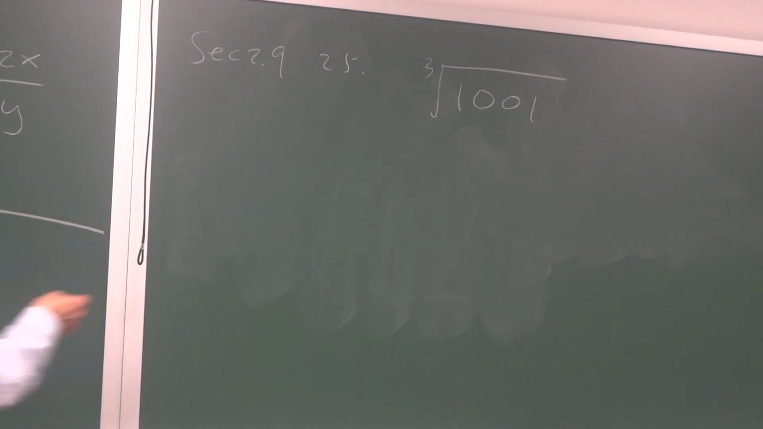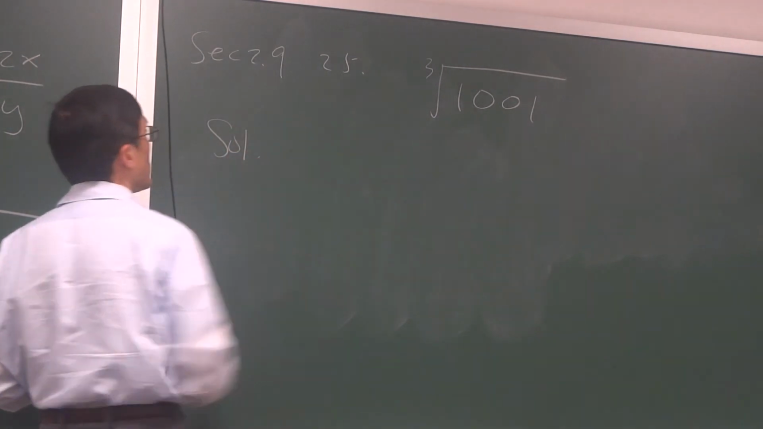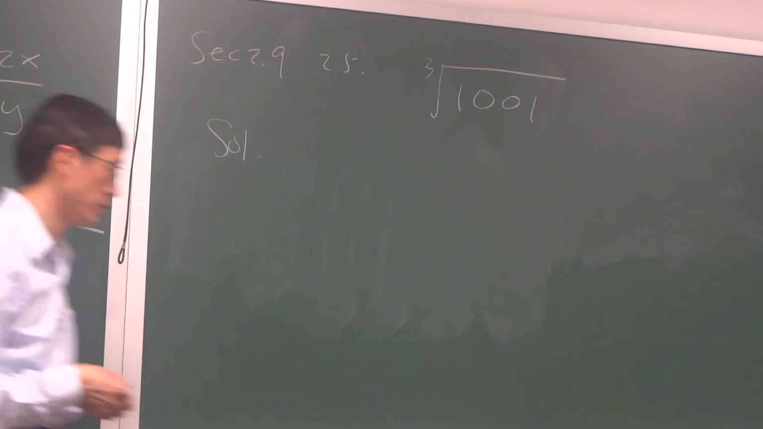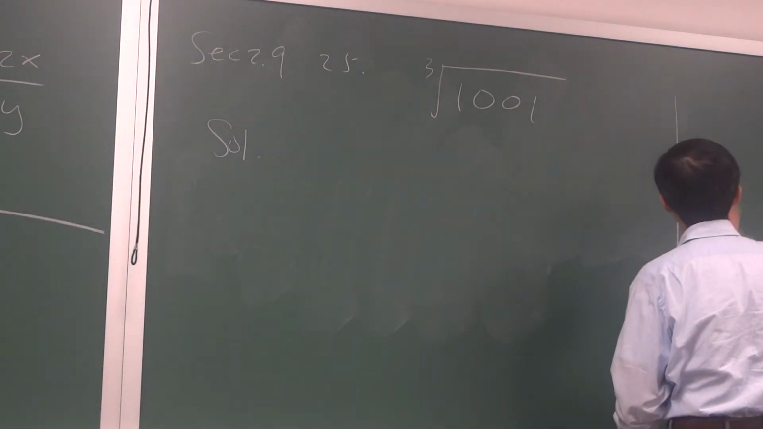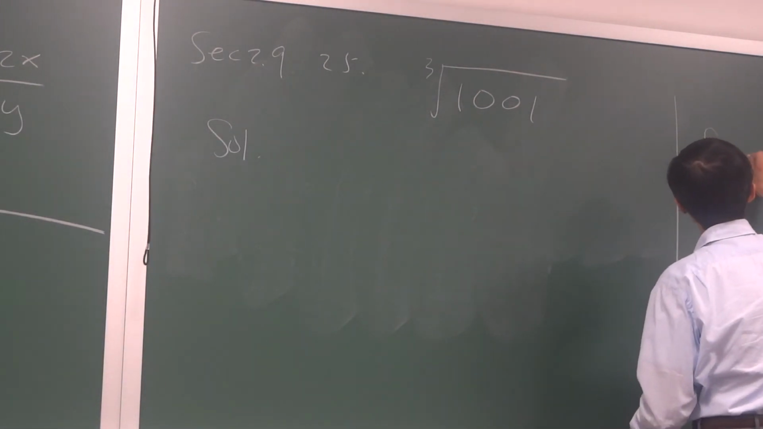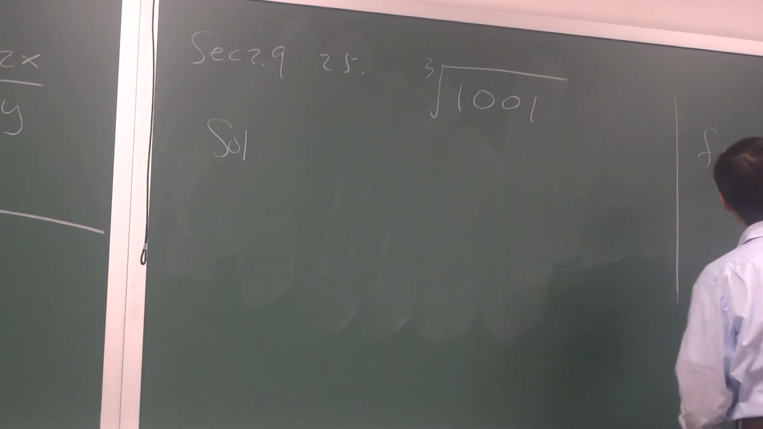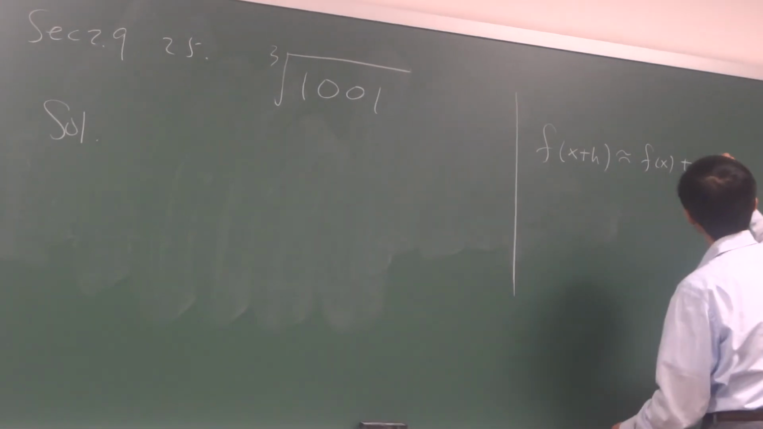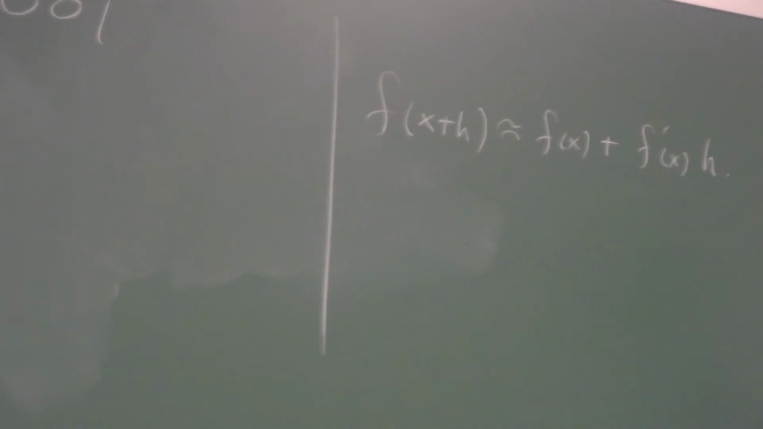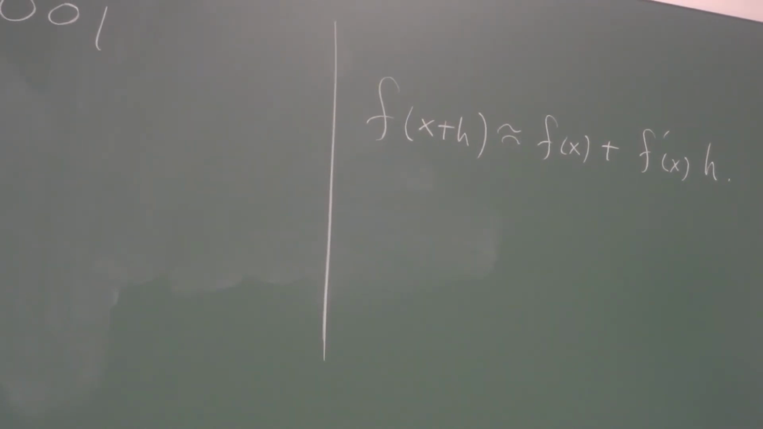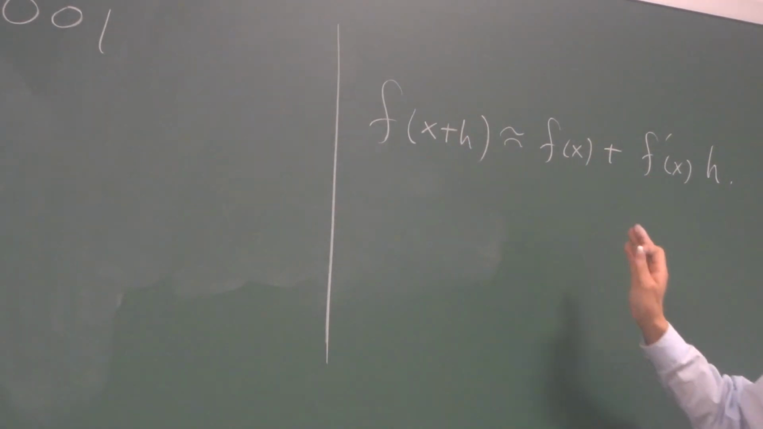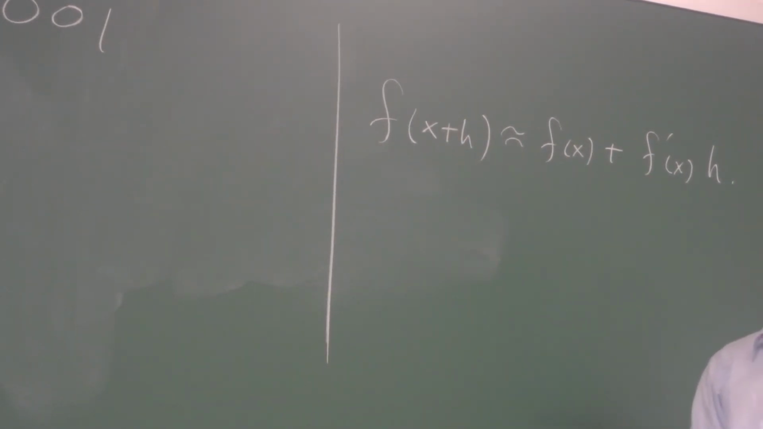To do a problem like this, we always use the formula. Let me remind you the formula, which is f(x + h) is approximately equal to f(x) plus f prime(x) times h. Remember that? Sometimes we use slightly different notation. We may use the letter a instead of x, but it's really the same principle.